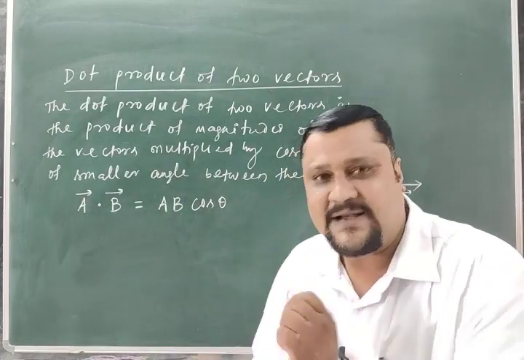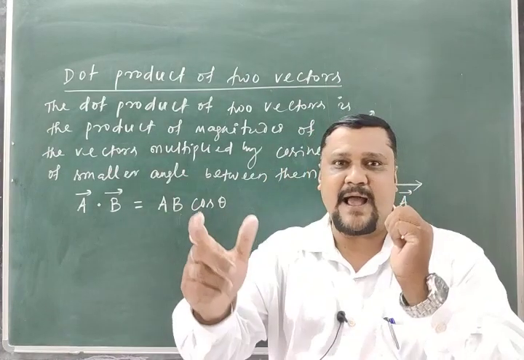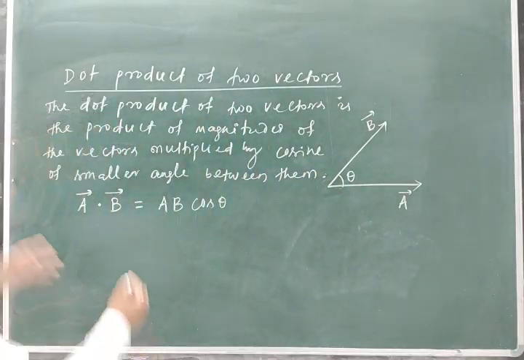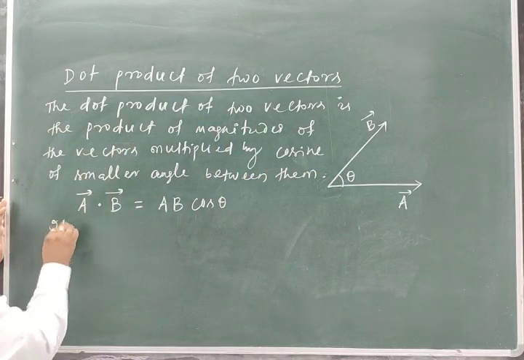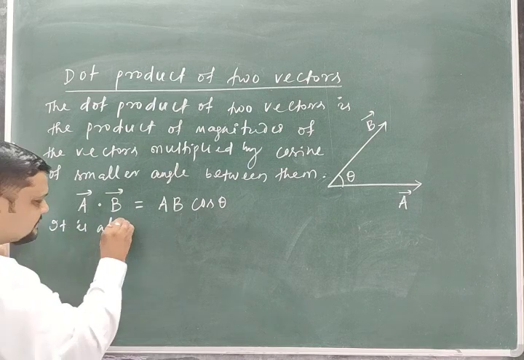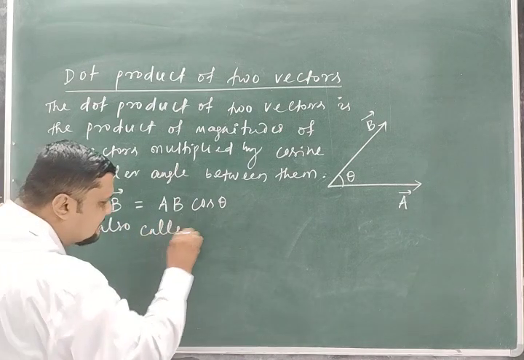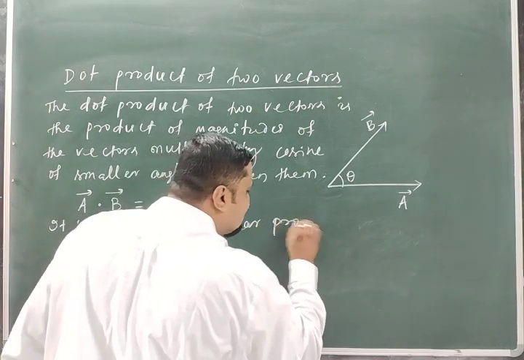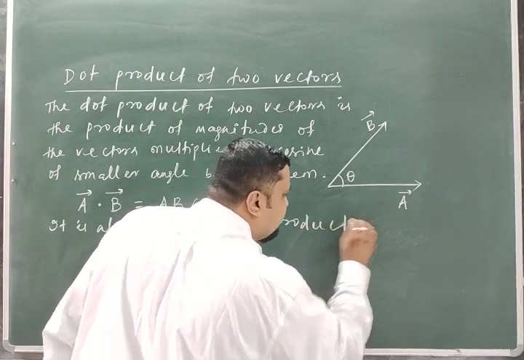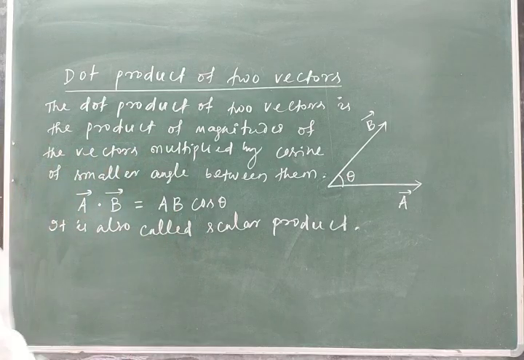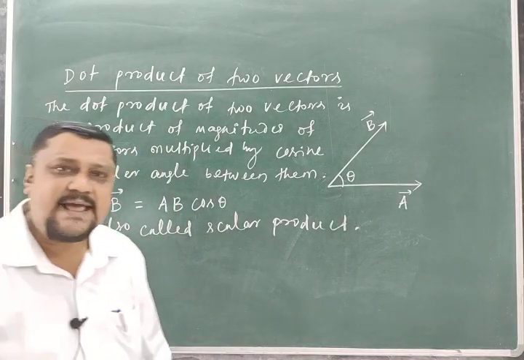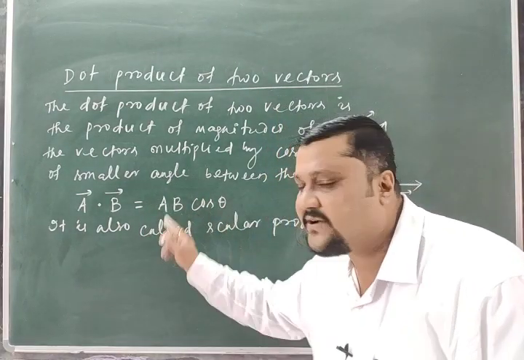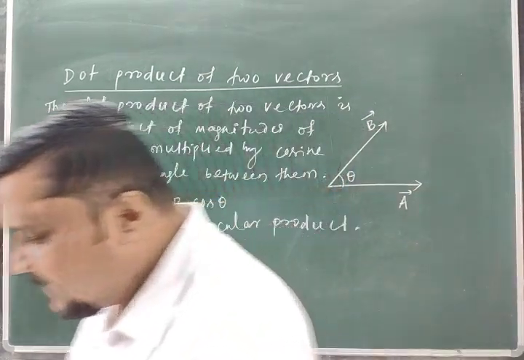So we have two vectors, we make the dot product, and we get a scalar quantity. That's why it is also called a scalar product. Why? Because the result of the dot product of two vectors is a scalar. Is that clear?